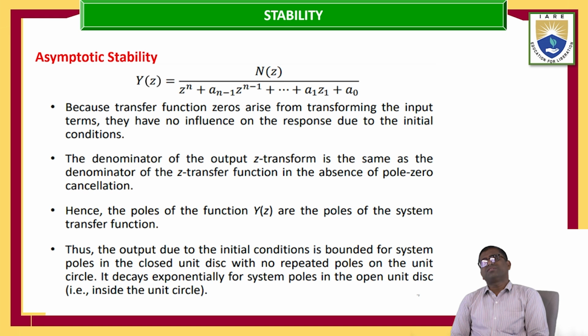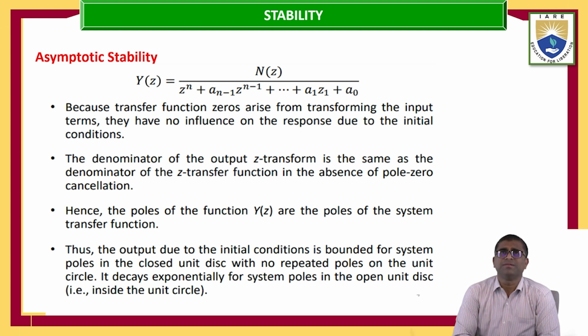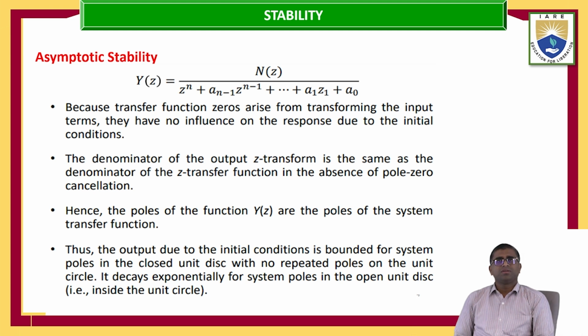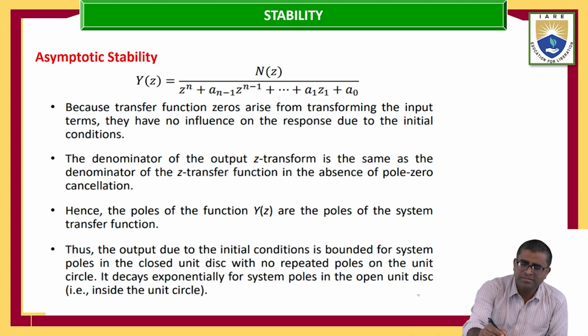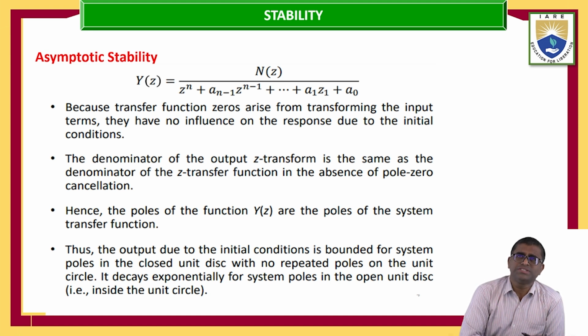The transfer function zeros arise from the input side, so the initial conditions influence the response through N of z. For the input term, there is no influence on the response due to the initial conditions. The denominator of the output z transform is the same as the denominator of the transfer function, in the absence of pole-zero cancellation.